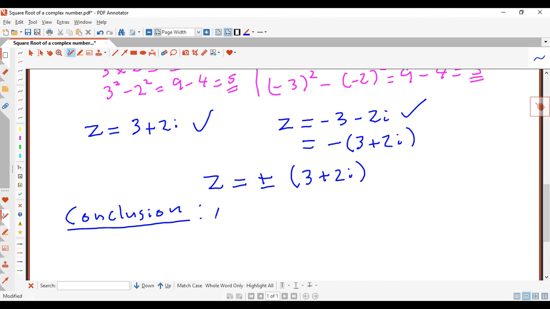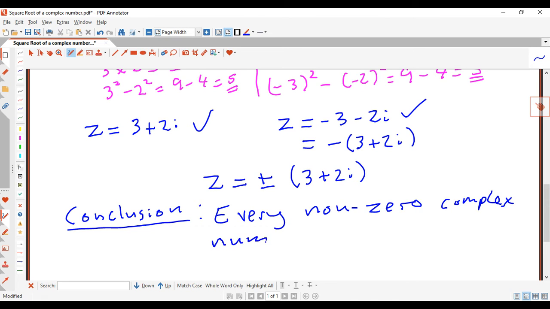Right, so every non-zero complex number has two square roots that sum to 0.